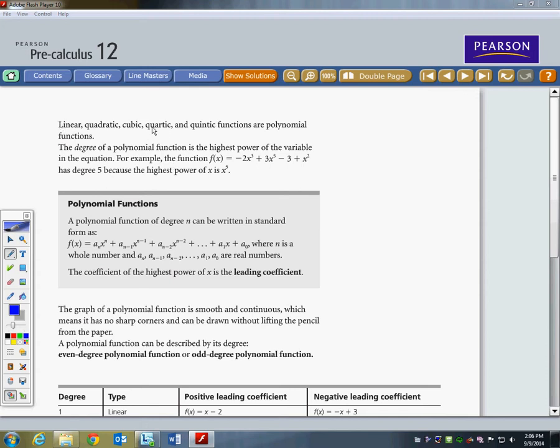Linear, quadratic, cubic, quartic, and quintic functions are polynomial functions. So these are in order of degree: 1, 2, 3, 4, and 5. You will have to know those names.